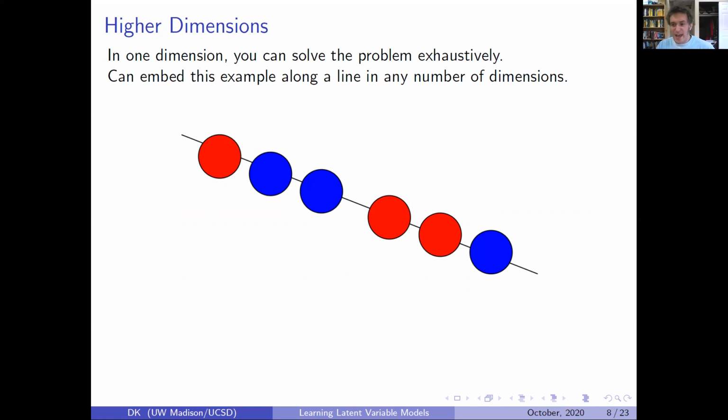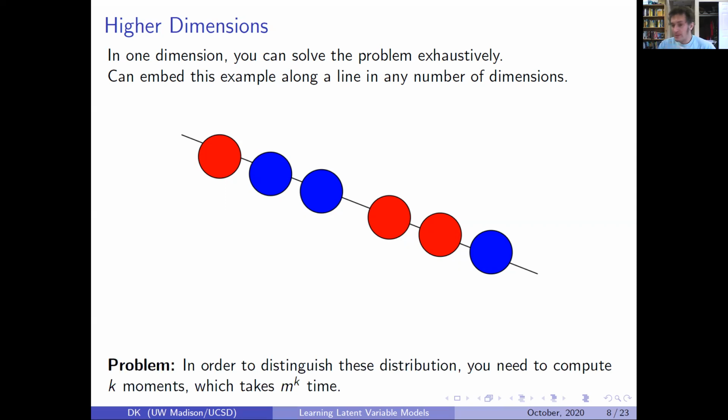However, you can take this one-dimensional example and embed it in higher dimensions. In particular, if you take any line in higher dimensions and place centers of your Gaussians along that line in exactly the same pattern we had before, we again find two mixtures of Gaussians, now in m dimensions, that match k minus 1 moments despite being far apart. And the problem now is that in order to distinguish these two distributions just from moments, you would need to compute k moments, which takes about m to the k time, which is too much.